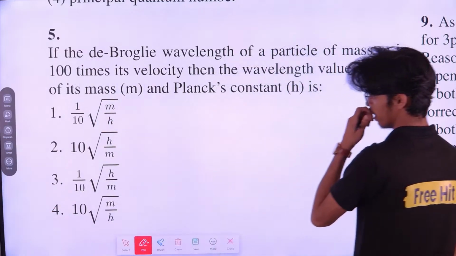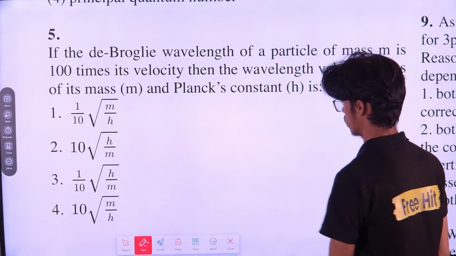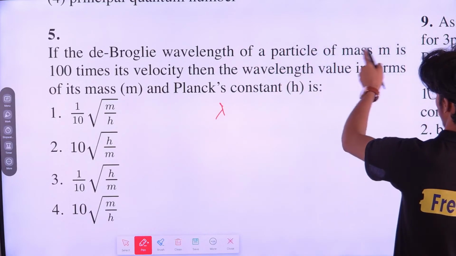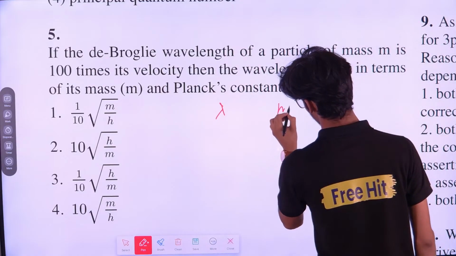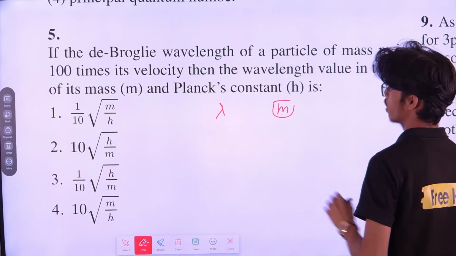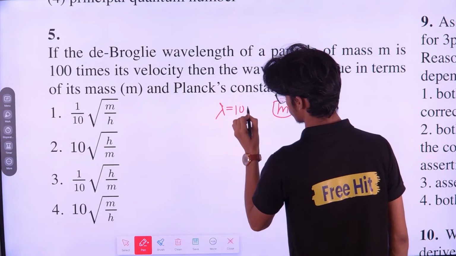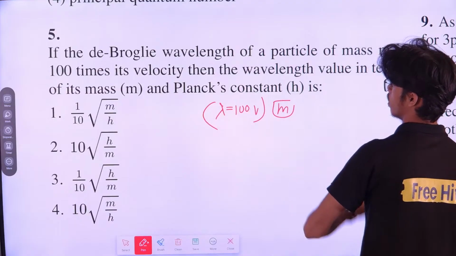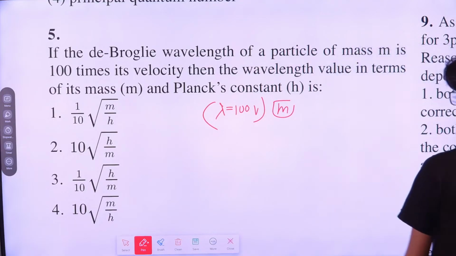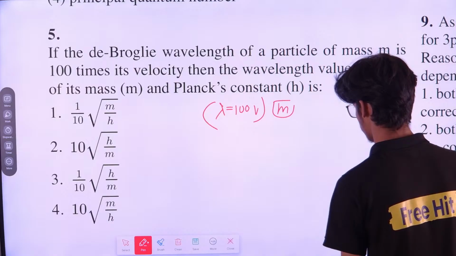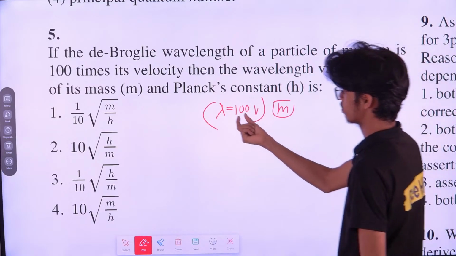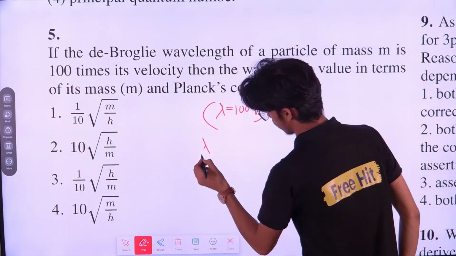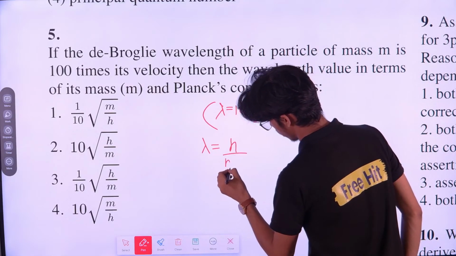See, it is just saying it is a de Broglie wavelength of a particle. So this is lambda of a particle of mass m. So the particle's mass is also given, of mass m, is equal to 100 times its velocity. So lambda is having a value which is 100 times the velocity. Okay, lambda is equal to 100 times of v. Then the wavelength value in terms of the mass and the Planck's constant is. Can you tell me some relation between lambda, v, m and h? And that is lambda is equal to h by mv.